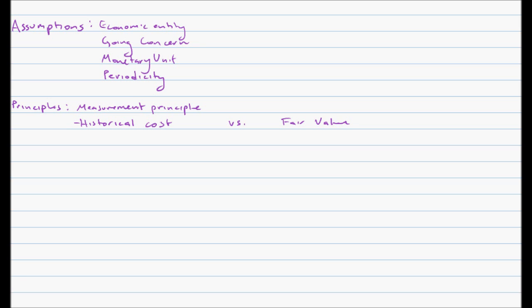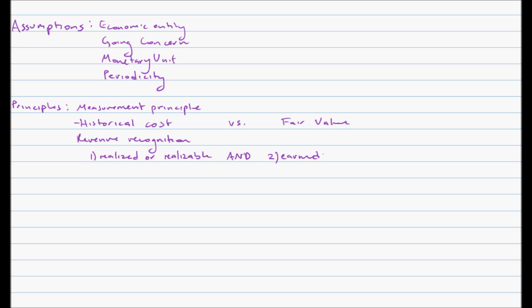Alright, so the second principle is revenue recognition. So when do we recognize revenue? Basically, GAAP dictates that we recognize revenue when it's realized or realizable and when it's earned. Alright, so what do these 3 terms really mean?